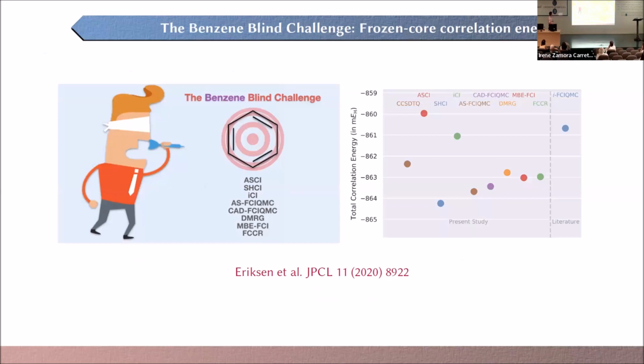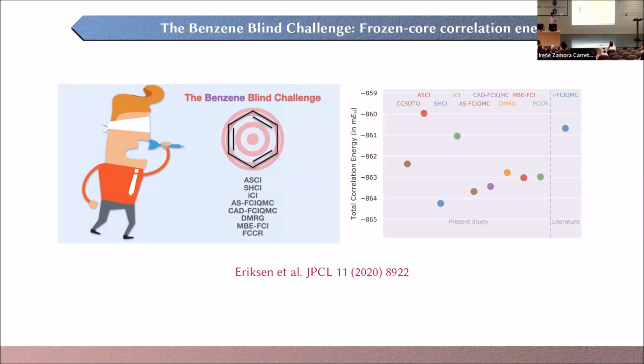Another example that might be useful is a very nice paper by Janus Eriksson that was done a few years ago, where, I think it was an idea by Jürgen Gauss, they invited lots of groups, mostly in the US and in Germany, and said, okay, we're going to do a blind test. I give you a molecule, the benzene molecule, with a given basis set, cc-pVDZ, not very big. We give you the geometry, you do the calculation and send us back the number, and we're going to compare the results of all those methods, blind test.